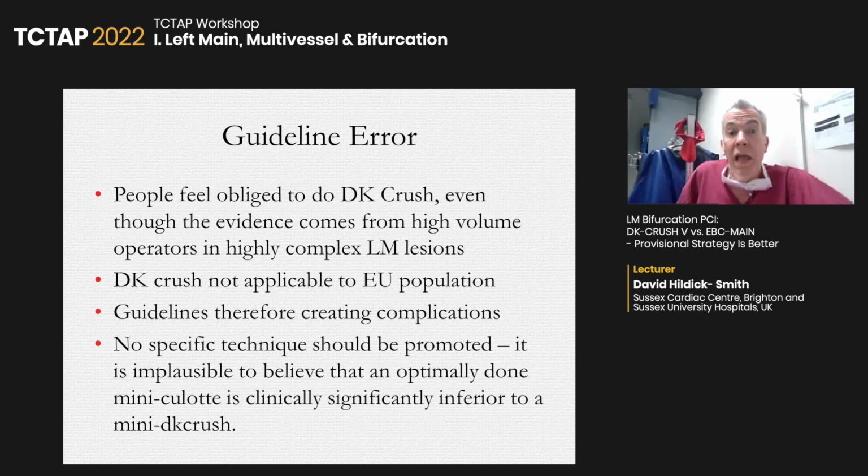So I think this is a real error, that the guidelines were specific about technique. The DK crush is not really applicable to the EU population. And I think the guidelines are misleading and causing people to try things which they shouldn't really be attempting unless they've decided specifically to make that their technique of choice. No specific technique should really be promoted, be it culotte, DK crush, TAP, because it's implausible really to believe that an optimally done mini culotte is clinically significantly inferior to a mini DK crush.